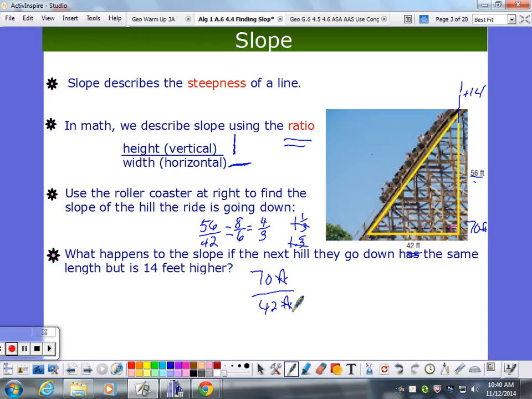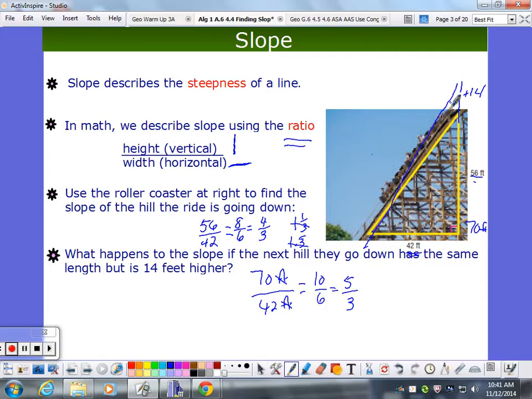Notice how the feet are canceling out, so there's no units here. Now what's that? Oh, I can see the 7, right? It's probably better than that. 10. Okay, I can see more. 5/3. Which is bigger, 4/3 or 5/3? 5/3.